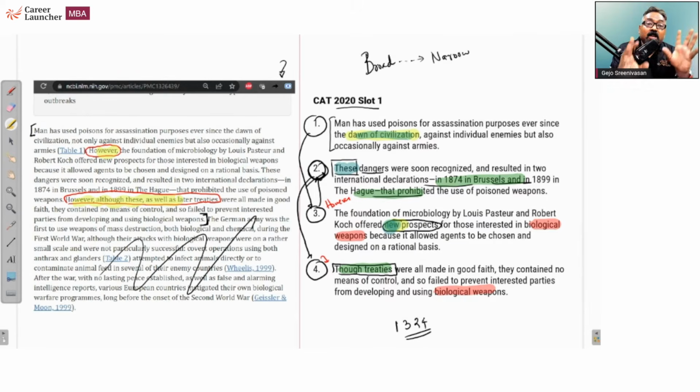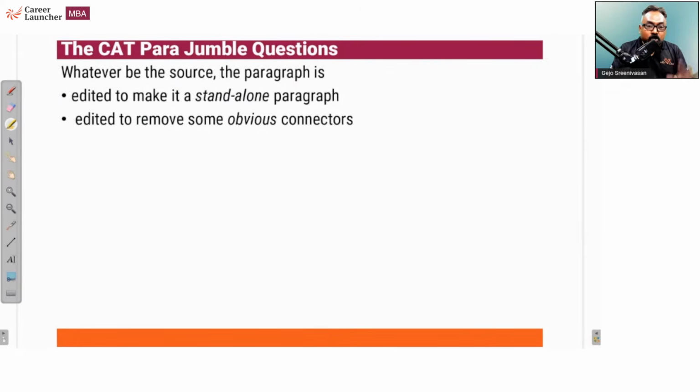So you have to work with these things, knowing the fact that the paragraph that is given to us is complete in itself. That's number 1. And number 2, I'm working with the simple idea. So the learning, ladies and gentlemen, is that whatever be the source, the paragraph is edited to make it a standalone paragraph and edited to remove some obvious connectors.